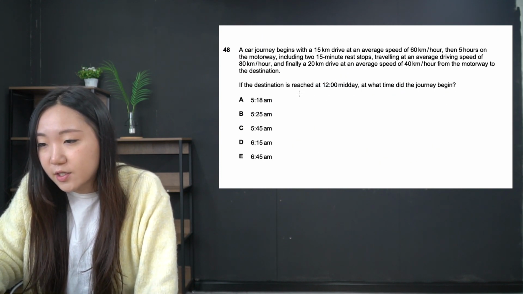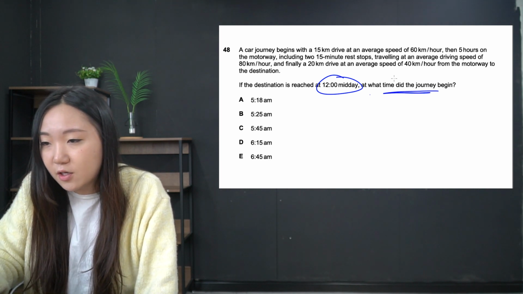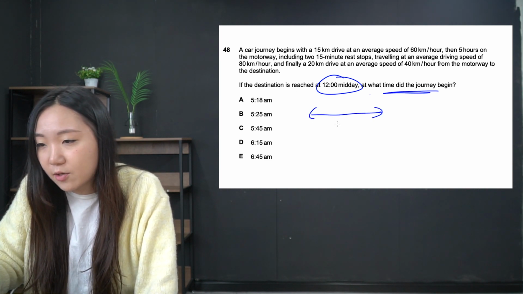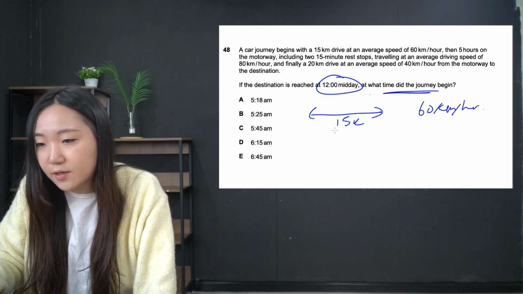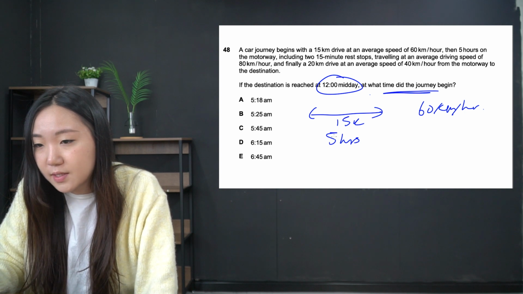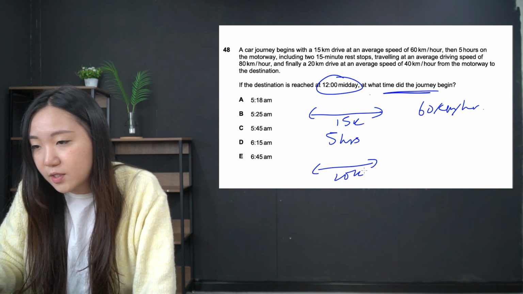Okay, destination is reached at 12 midday. What time did the journey begin? So we've got a 15-kilometre drive at 60 kilometres an hour. And then we've got 5 hours on the motorway, including 2 15-minute rest stops. And then a 20-kilometre drive at an average speed of 40 kilometres an hour.